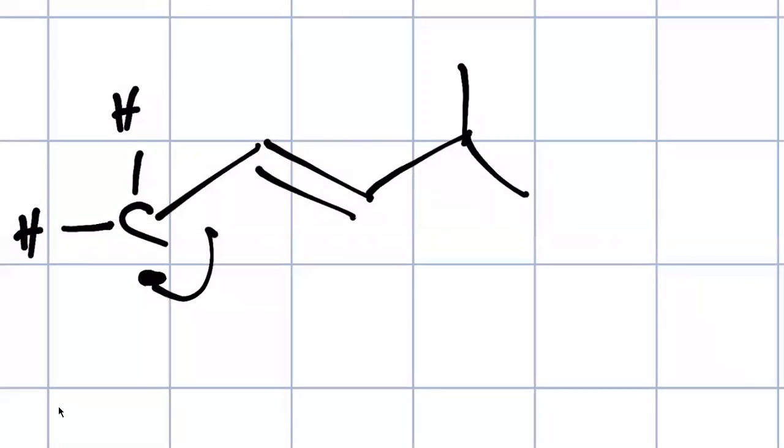Don't we need to move that long pair? Okay. Right. It's one electron. It's not a lone pair. So what's the confusion?